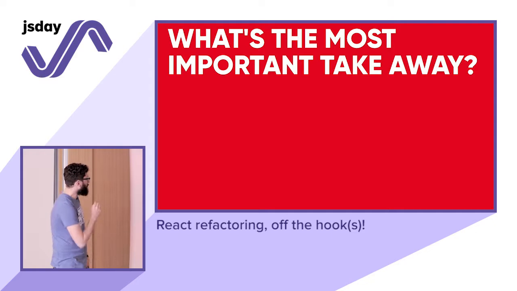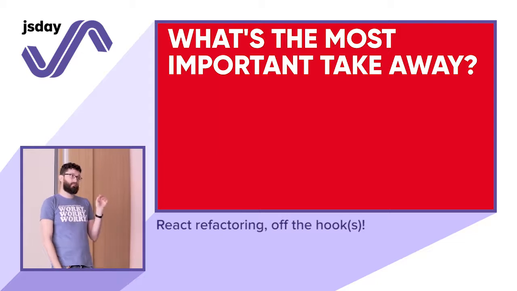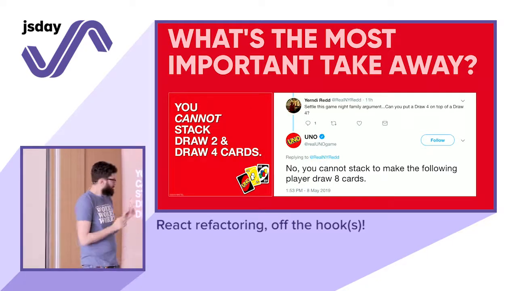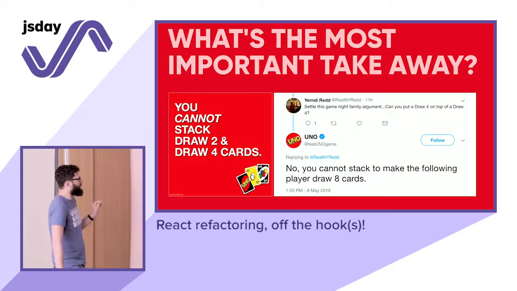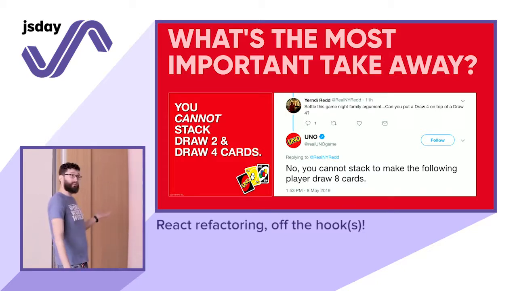And so what's the most important takeaway of this talk, if anything? This is a tweet that yesterday blew my mind. Yesterday, Uno said that you can't stack plus four on plus four. Do you play Uno? Have you ever played Uno? I don't know about you, but that was a classical thing. If you had the plus four, you'd get hated. That was it. Apparently, it's not allowed. And yeah, exactly. Everything we know is wrong.